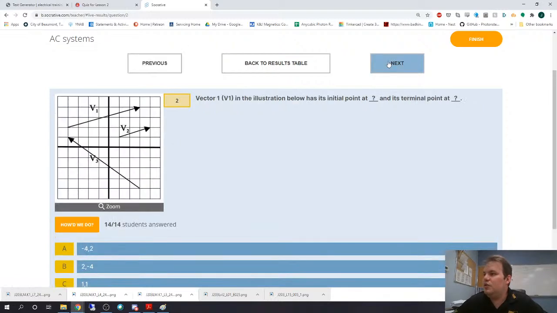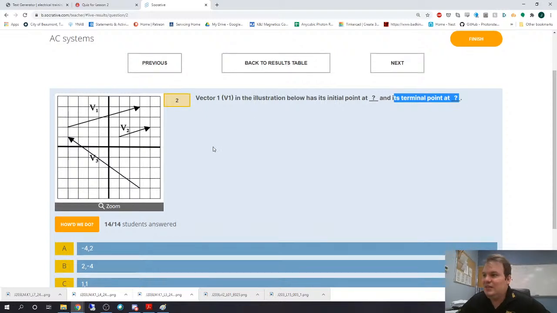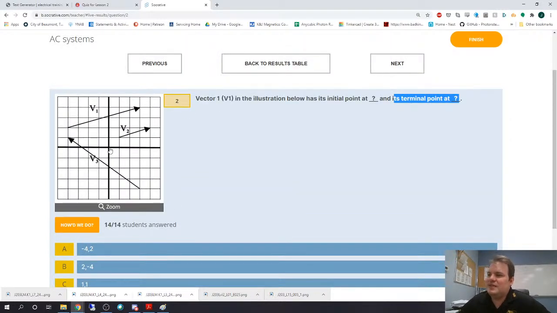All right, moving right along. So vector 1, that is this vector right here, it has its initial point, which is this spot right here, and terminal point, which, I didn't fully read this question. That's my bad. We're just going to talk about initial point, because I didn't put answer options for the terminal point. Oops. Okay, so V1 has its initial point.